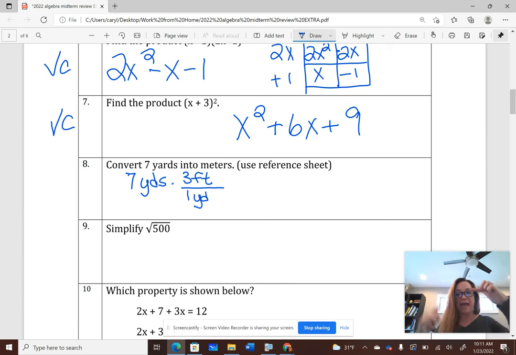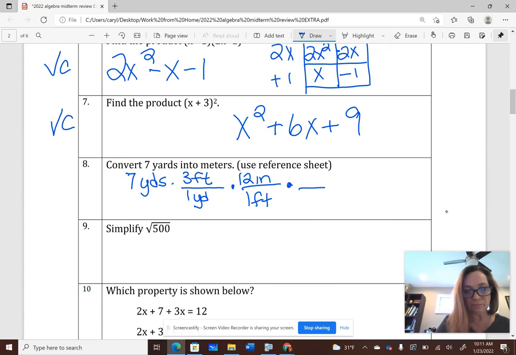So since I have yard in the numerator, I put the other yard in the denominator so they cancel. Okay, so then 1 foot is 12 inches. And then 39 inches is 1 meter. And you're just going to use the reference sheet to look that up. I happen to have written that down. You could go to centimeters and then back to meters, anything you want.